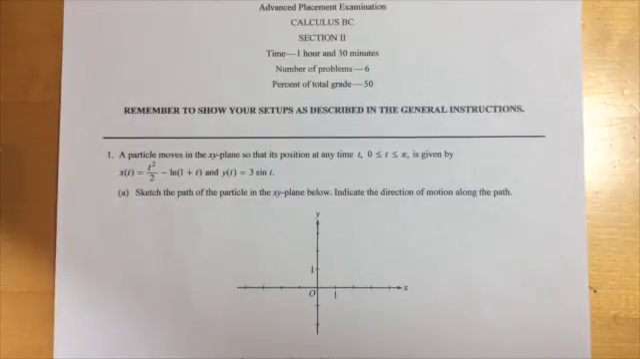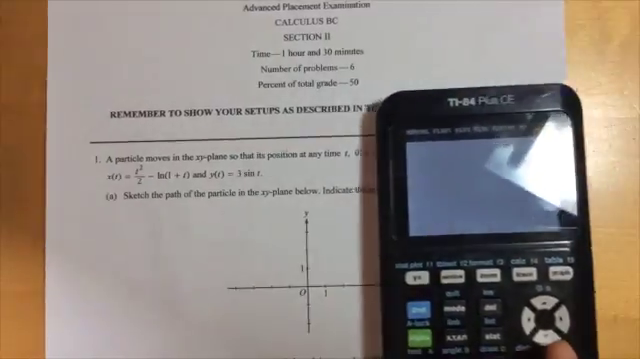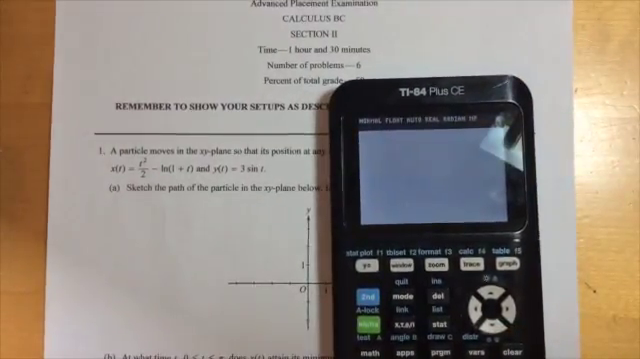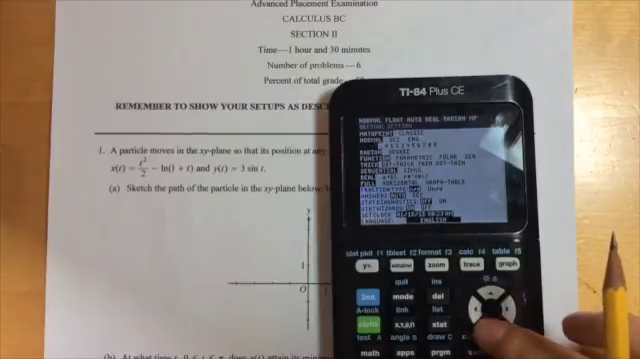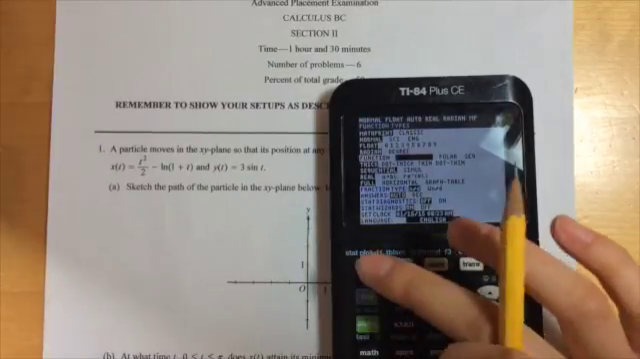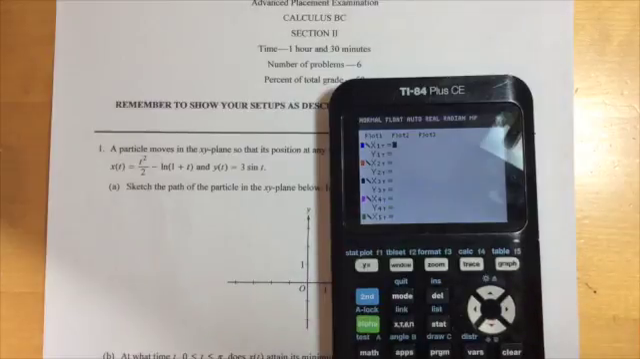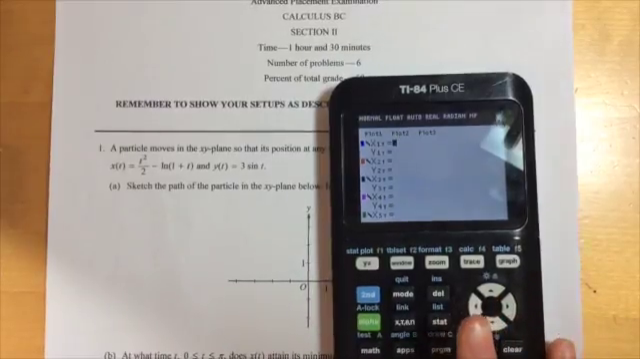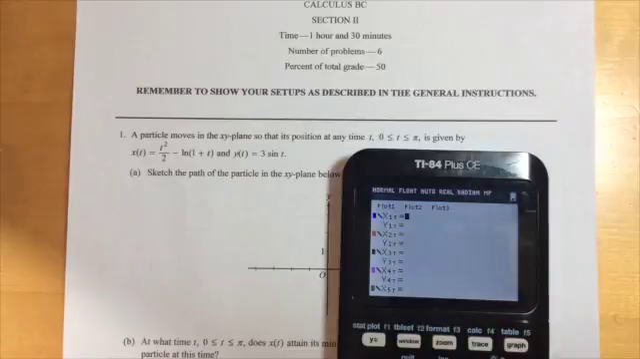For question A, sketch the path of the particle in the xy plane below. Indicate the direction and motion along the path. For question A, we can use the calculator to graph the function. So you want to start by switching the mode of your calculator to parametric instead of function. Then you can go to the y equals and type in the equations.